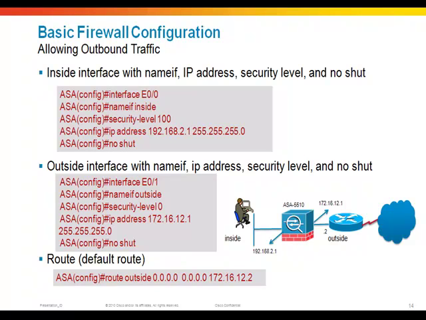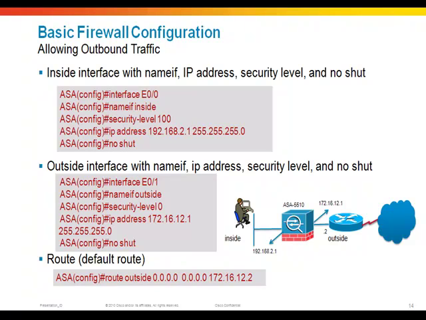The first step, configure the inside interface. Give it a nameif, give it an IP address, a security level, and make sure to issue a no shut so the interface shows up when you do a show interface. Configure an outside interface. Give it a nameif. Call it outside. Give it an IP address, a security level, and make sure to issue a no shut. These two steps will initialize the two interfaces.